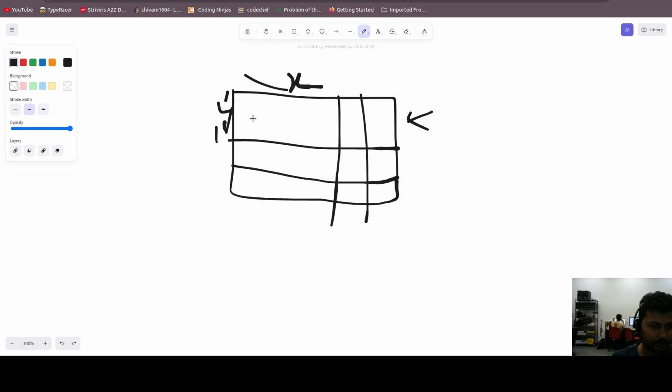So the square that you can calculate will have area minimum of x comma y, to the power 2. This much area you can generate. And how do we calculate the maximum horizontal length and the maximum vertical length you can create? It will be the consecutive horizontal lines you can remove, or the consecutive vertical lines you can remove.